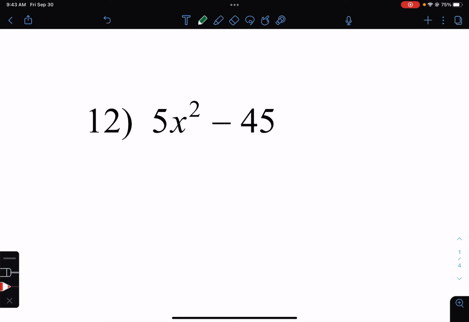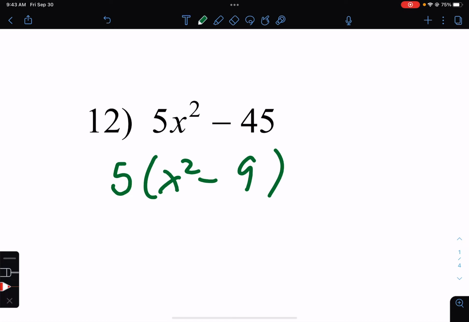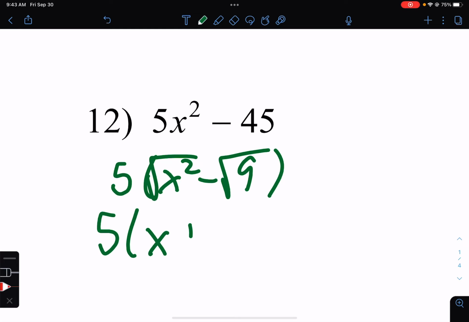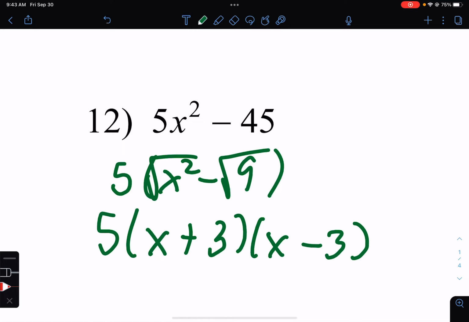All right. So we look, do I have a GCF? Yes, I do. That's going to be 5. All right, we get x squared minus 9. Then we're like, okay, am I done, or do I have a difference of squares or a trinomial? In this case, I do have a difference of squares. I can take the square root of both of these. So I get (x plus 3)(x minus 3).